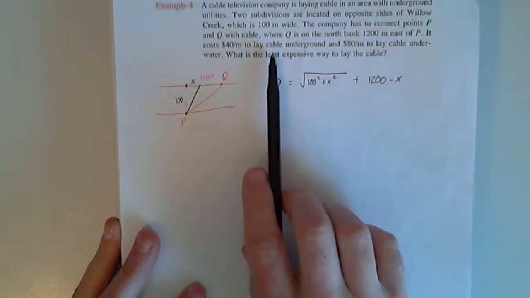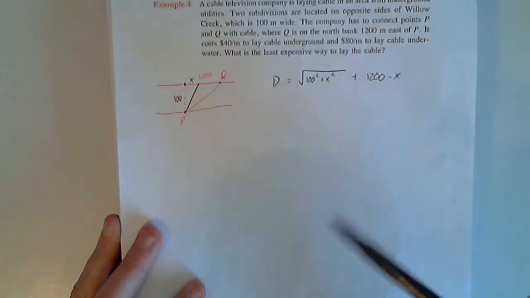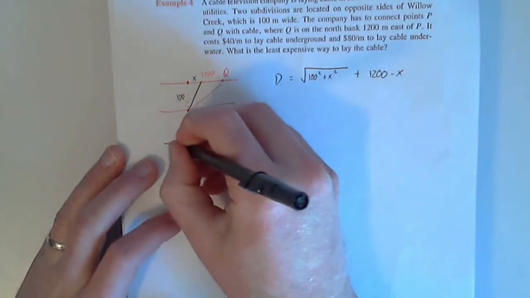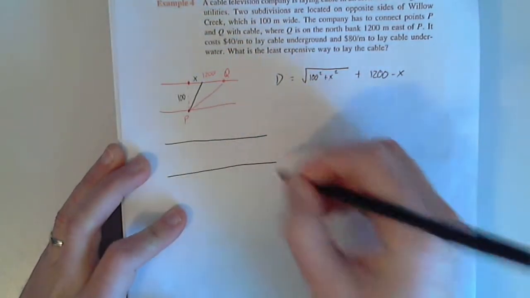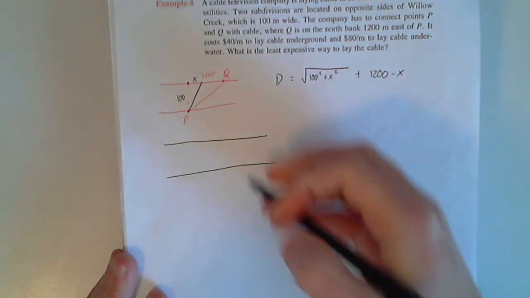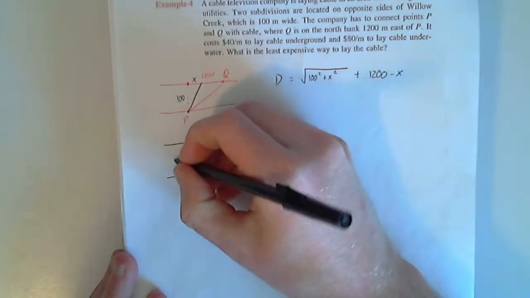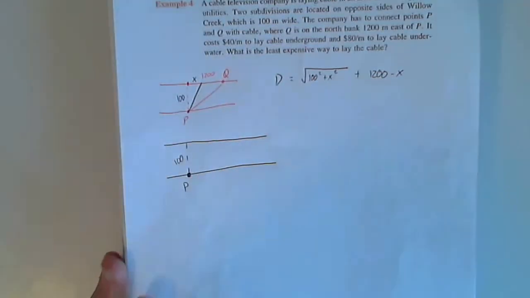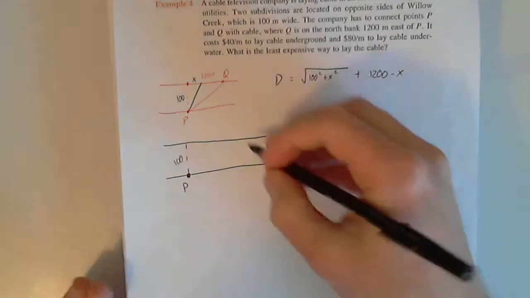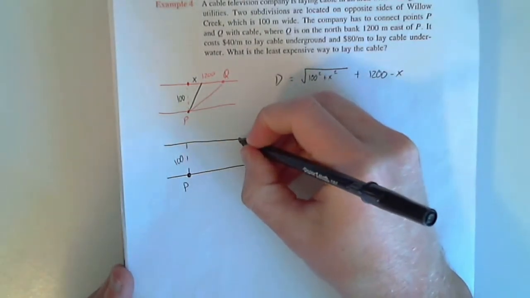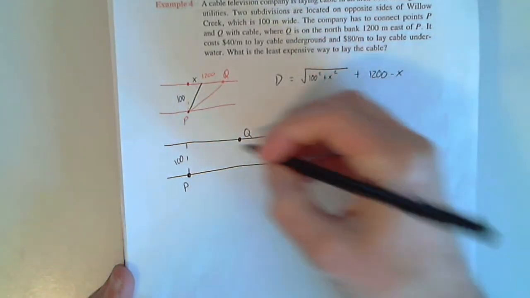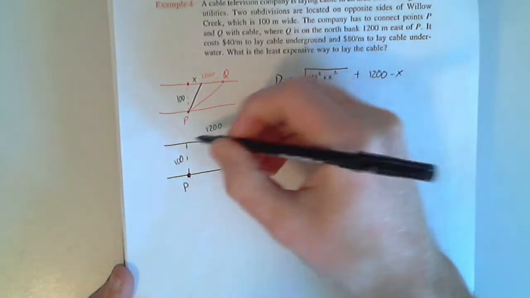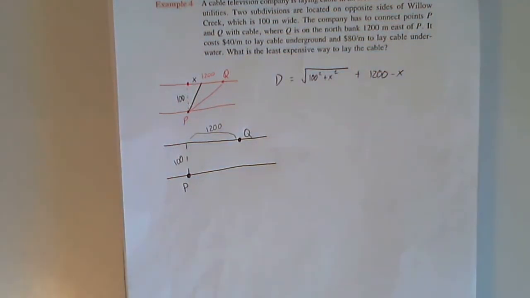So we have two subdivisions located on opposite sides of a creek. I'll actually start from scratch. So we have some kind of a creek, and we know that the creek is going to be 100 meters wide. So we have our first point, we'll say is down there. We're going to call P. The company has to connect point P to point Q. Point Q is on the north bank, the top bank, 1,200 meters east of it. So we can pick some kind of point Q, and this is 1,200 meters across that way.